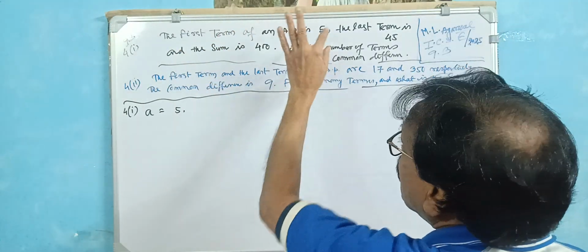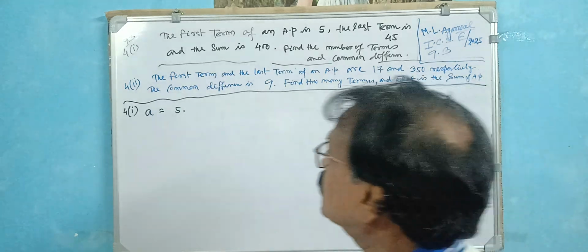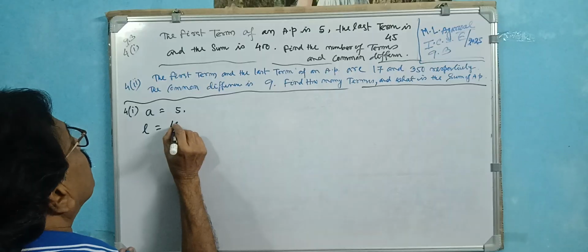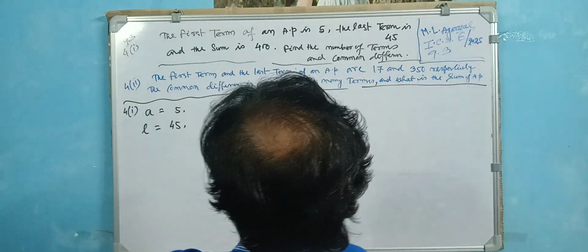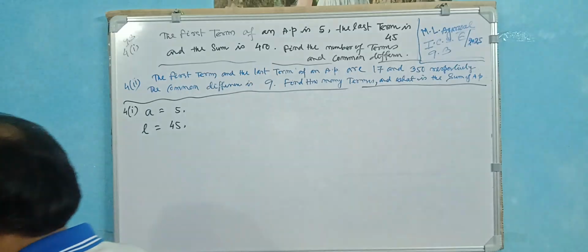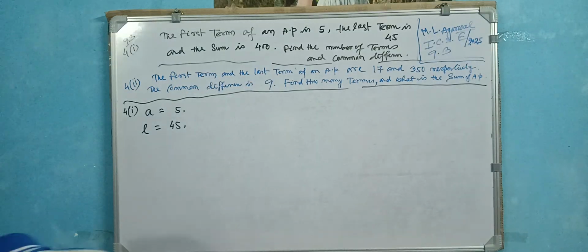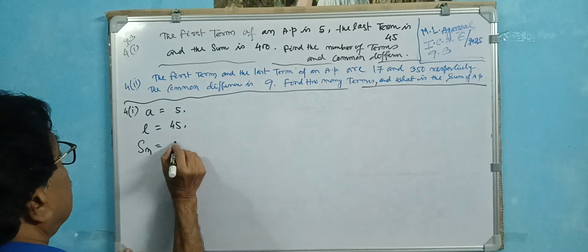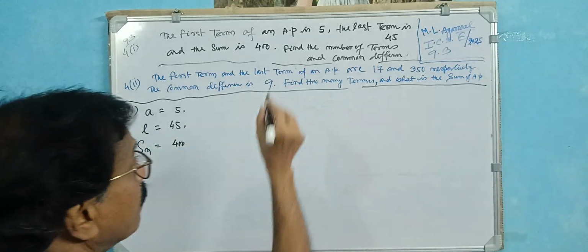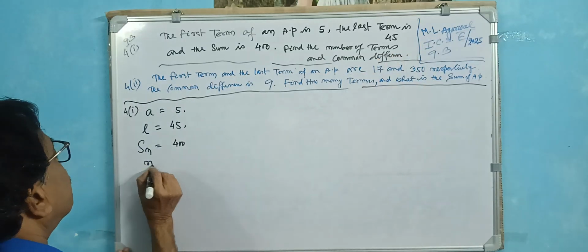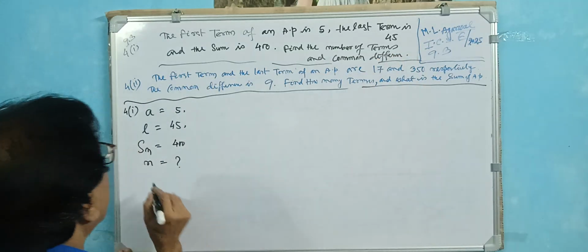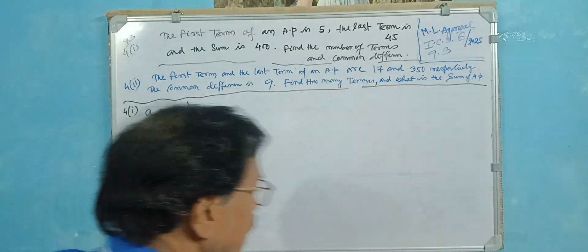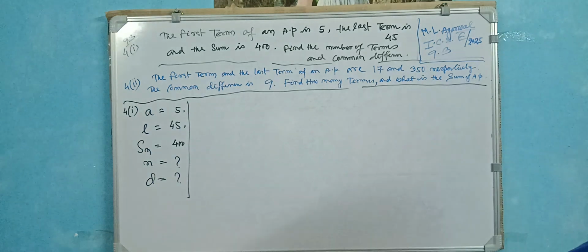The first term of an AP is 5 and the last term is 45. The last term is L, so L is 45. And the sum is Sn, that is 400. Find the number of terms and the common difference d. Three things are given, and two you have to find out.